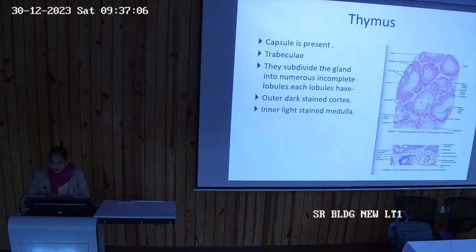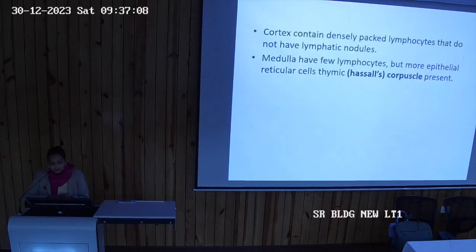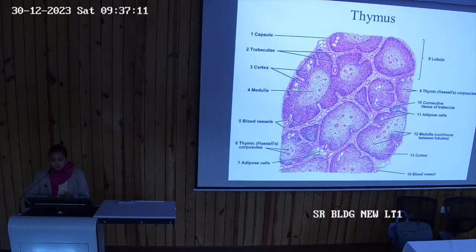So capsule is present here. Now there is a different picture as we have studied in the lymph node and spleen. In the thymus, it is surrounded by the capsule. Now these septa divide the tissue into numerous lobules. There are different lobules over here.